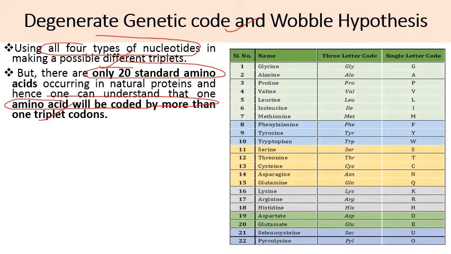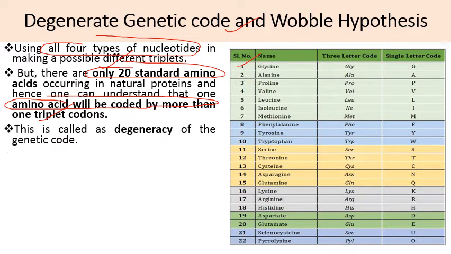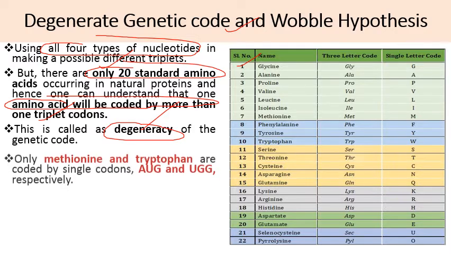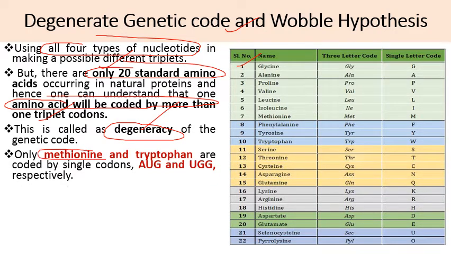We have these 20 amino acids which are present in nature, and they will form all natural proteins. This is called degeneracy. This process where more than one codon codes for a single amino acid is known as degeneracy of the genetic code. Only methionine and tryptophan are coded by a single codon, that is AUG for methionine and UGG for tryptophan respectively. Otherwise, all other amino acids are coded by more than one codon.